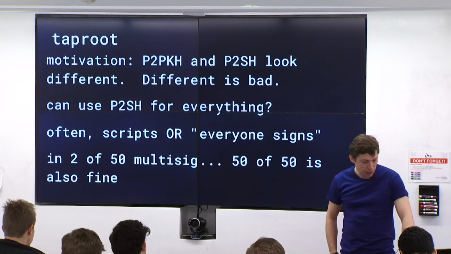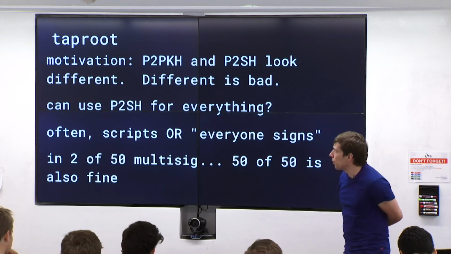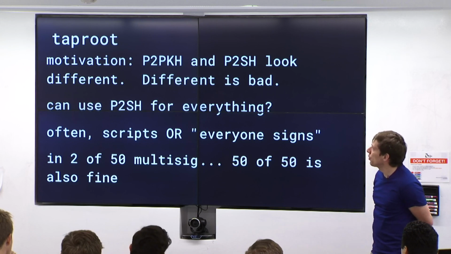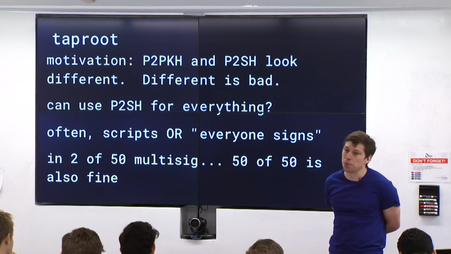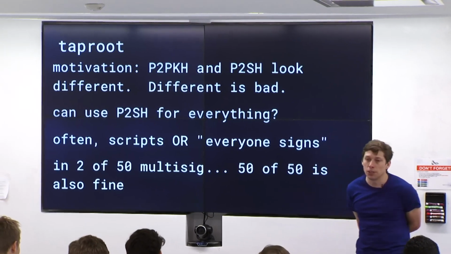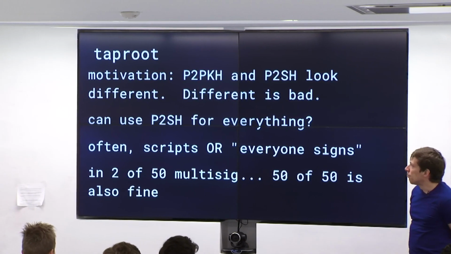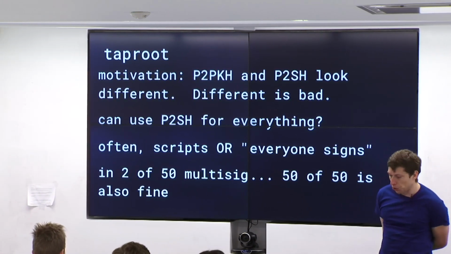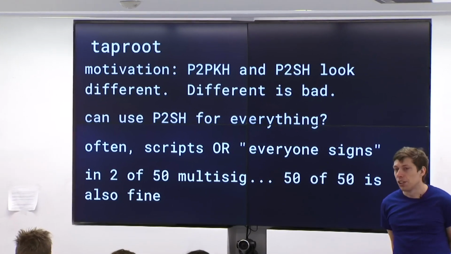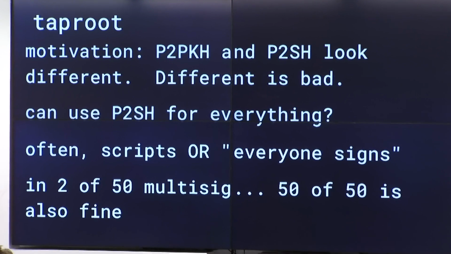So the motivation here is pay to pub key hash and pay to script hash look different, right? You can tell just looking at the output. These are totally different output scripts. One of them's got a pub key hash, one of them's got a script hash. Different is bad. We don't want everything to look different. Then you can sort things. You can try to differentiate, try to track people's coins, things like that. You want it to all look uniform to make it more anonymous.